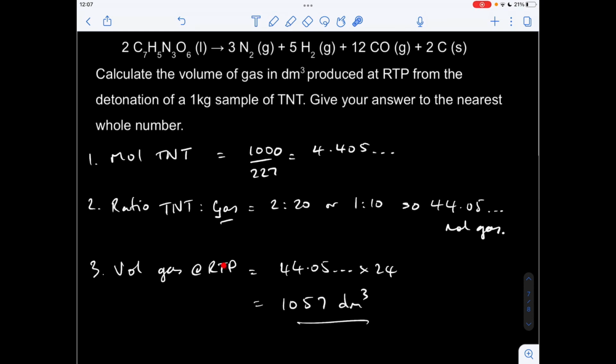So the volume of gas at RTP is the moles times 24, and to the nearest whole number, that comes out at 1,057 decimeters cubed. So well done if you got that one right. That was a little bit tricky, that one.